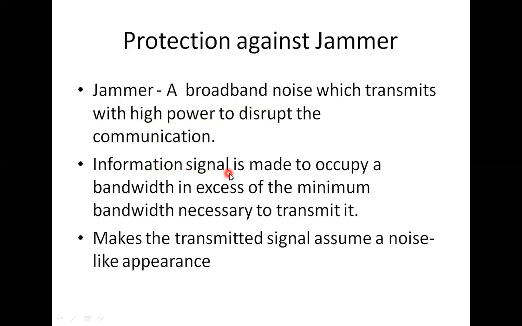And the information signal is made to occupy a bandwidth in excess of the minimum bandwidth necessary to transmit it. So basically, by spreading the spectrum, when we try to increase the bandwidth of the information signal being transmitted, we are increasing the bandwidth of the signal so that the transmitted signal takes a noise-like appearance. So it will not be disturbed by the jammer signal.